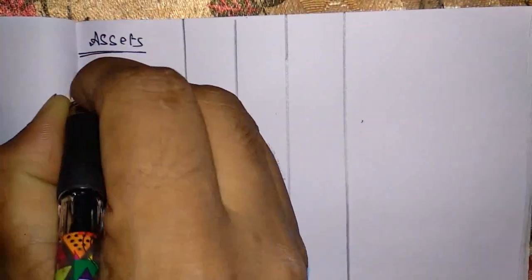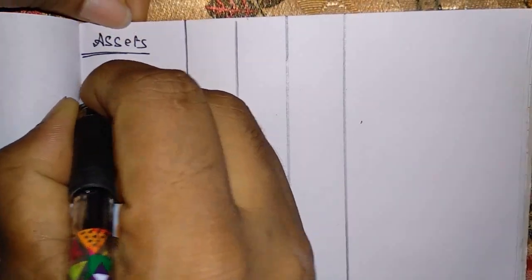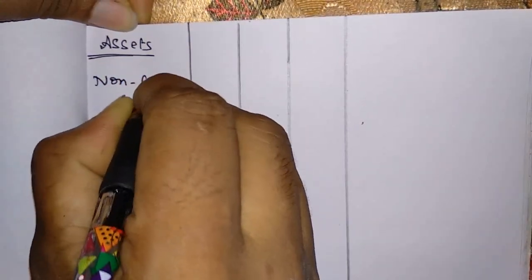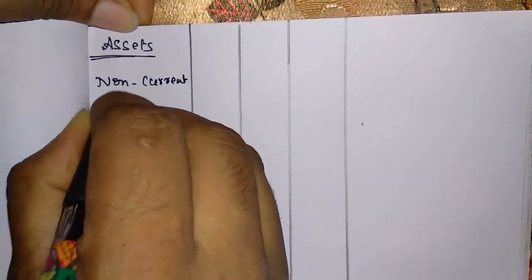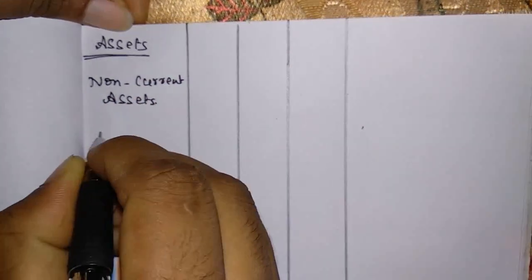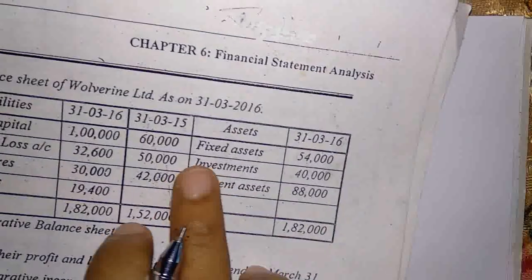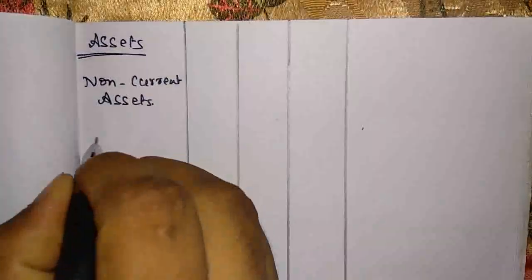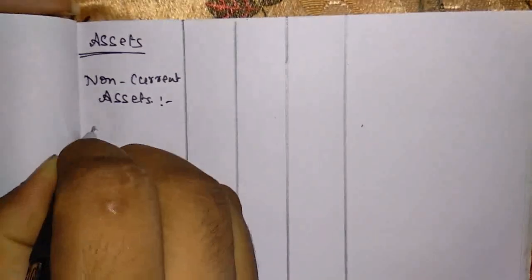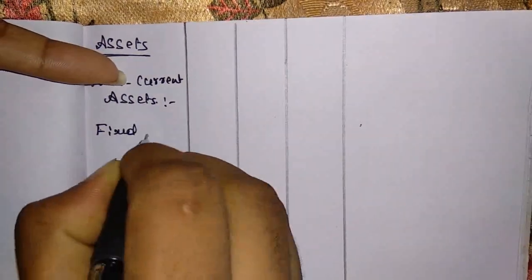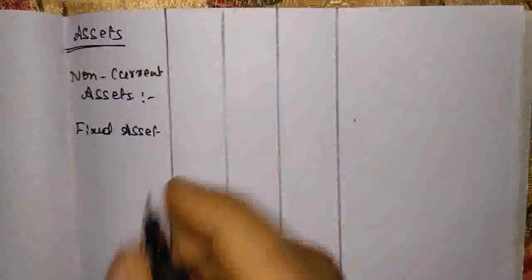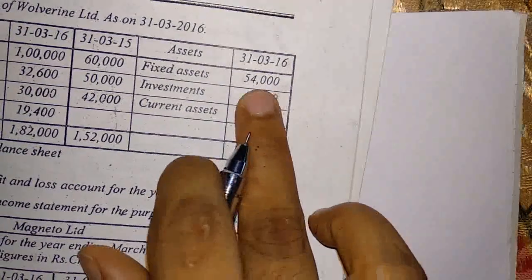Similarly, find the changes in assets. So non-current assets. Under that, the first non-current asset is fixed asset. Fixed asset in the base year 60,000. In current year it reduces to 54,000.